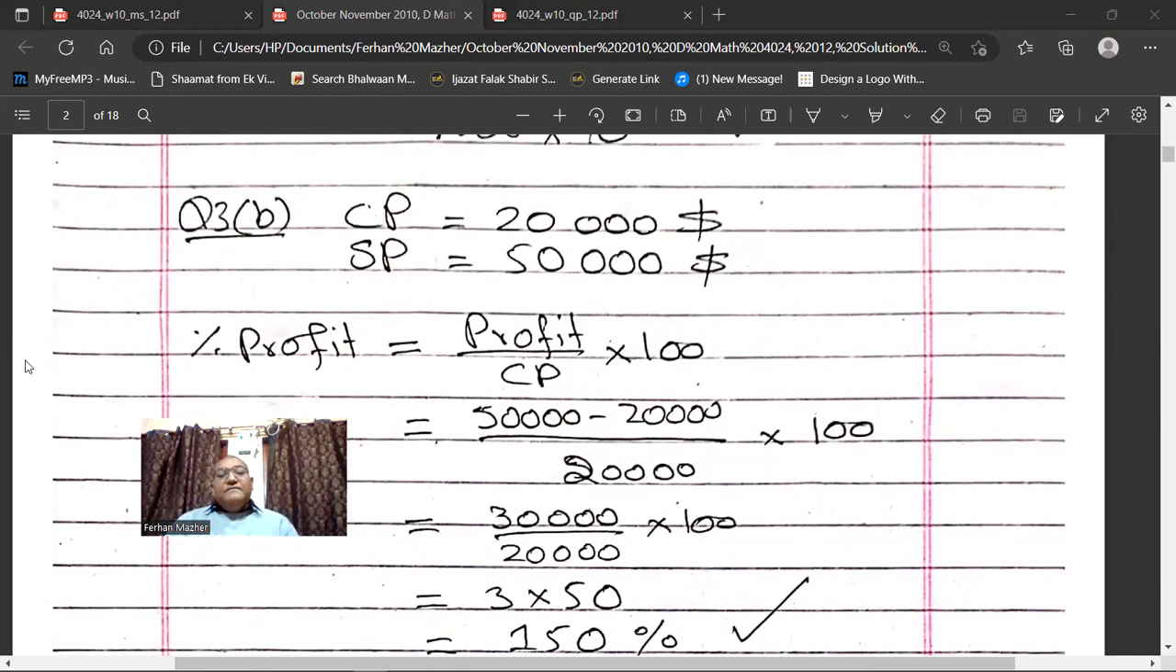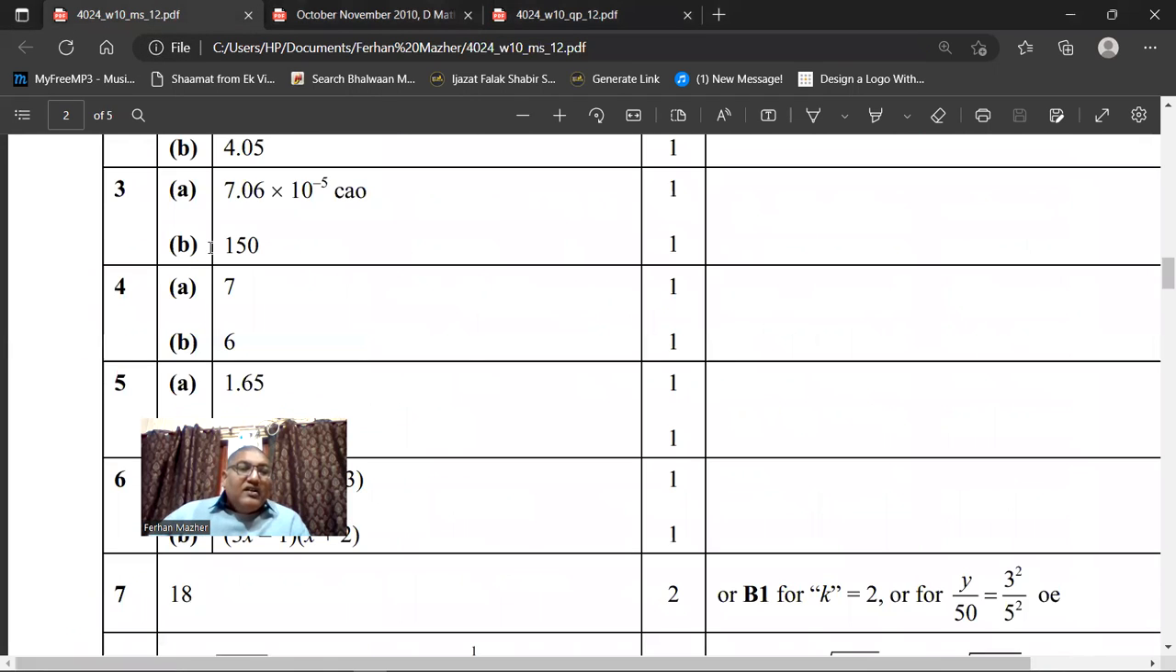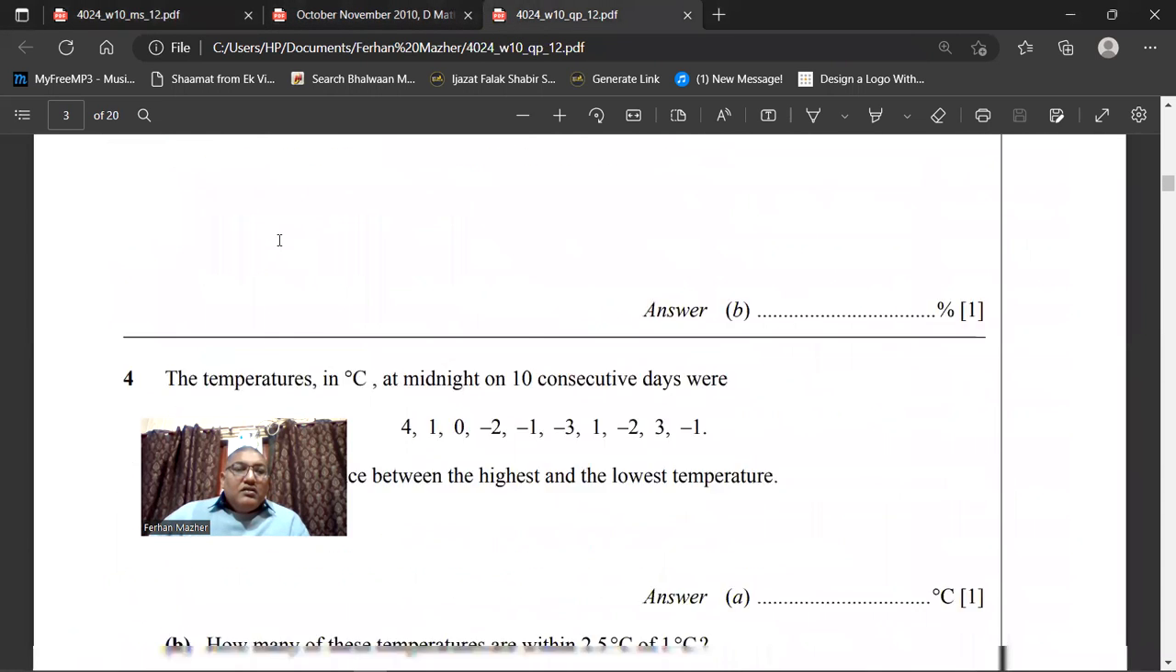So it will be, now when you cancel the zeros and the 2 with the 100, so you get 3 multiply 50. So it will be 150%. So the profit is 150%. So let's check. 150 is the right answer, sir. Okay.